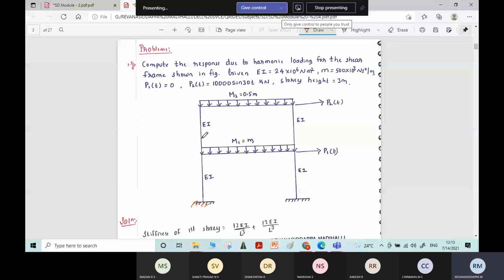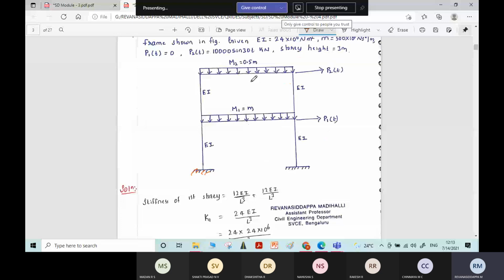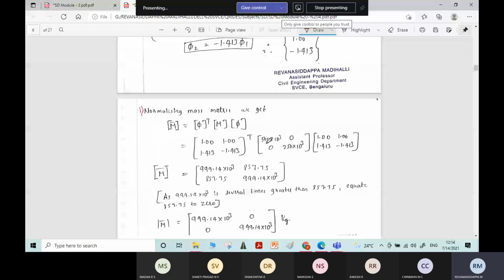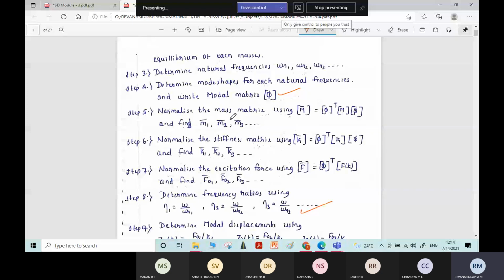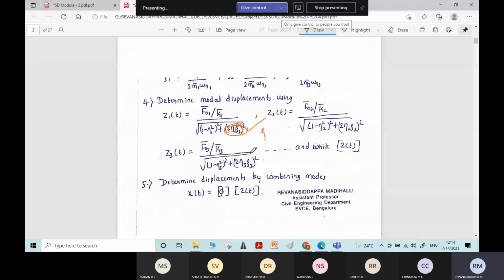After that, this whole system is converted into a mathematical model with masses. The rest of the procedure is the same up to the mode shapes, similar to model 3. After that, you follow the next steps: normalization of mass matrix, stiffness matrix, excitation force, frequency ratios, etc. These are all direct formulas; substitute the values and you will get the final answer.